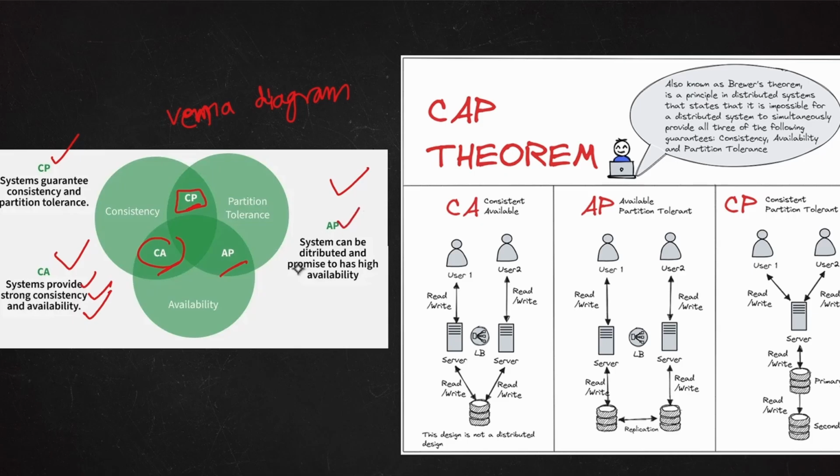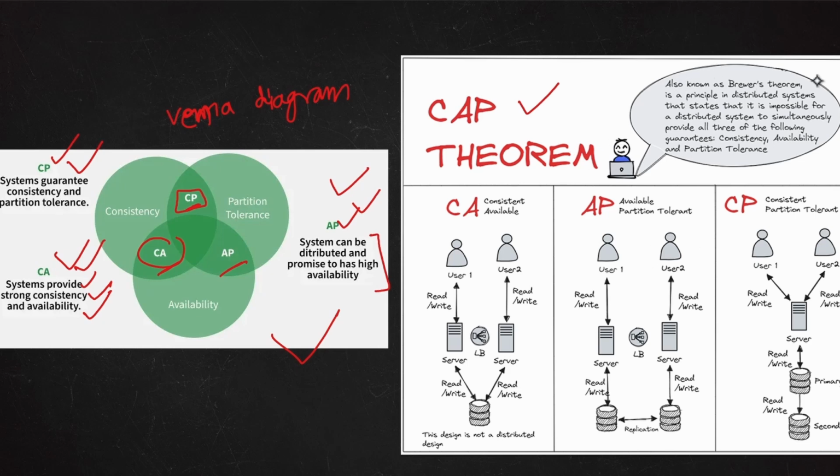And we have something known as AP, where the system can be distributed and is promised to be highly available. With the help of this Venn diagram, we can understand all these three terminologies, and we have something known as the CAP theorem. You can understand it with the help of this diagram.